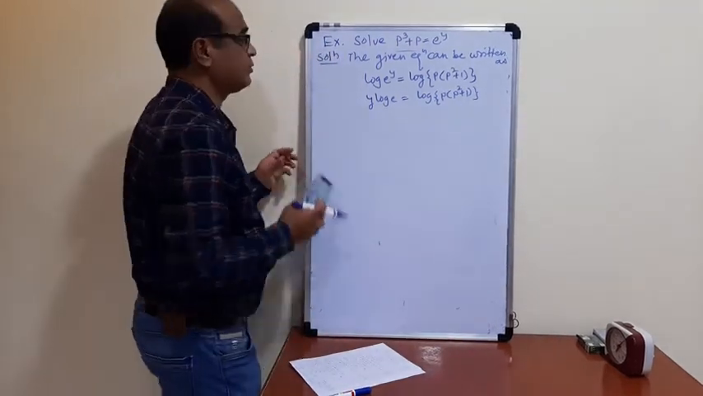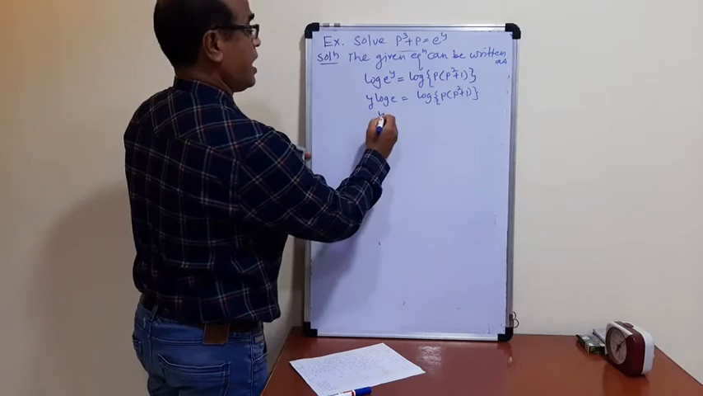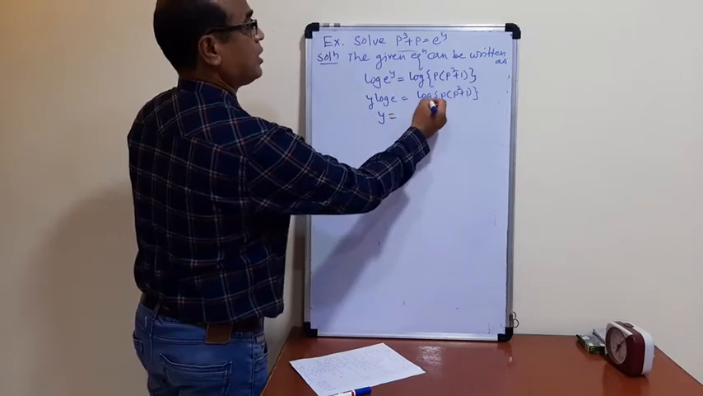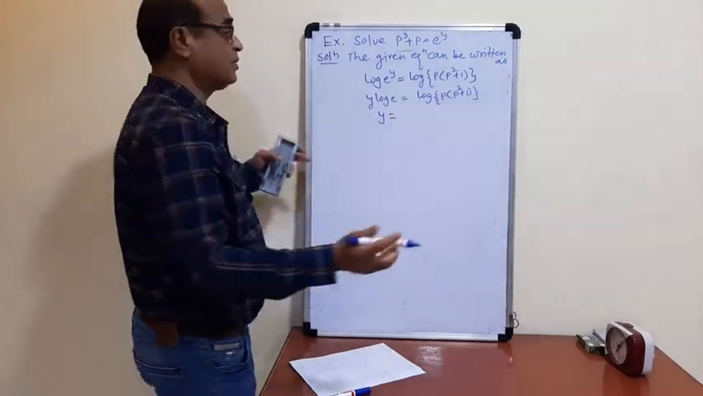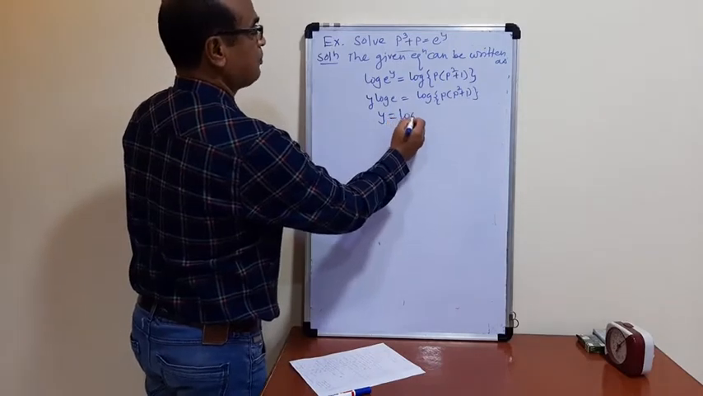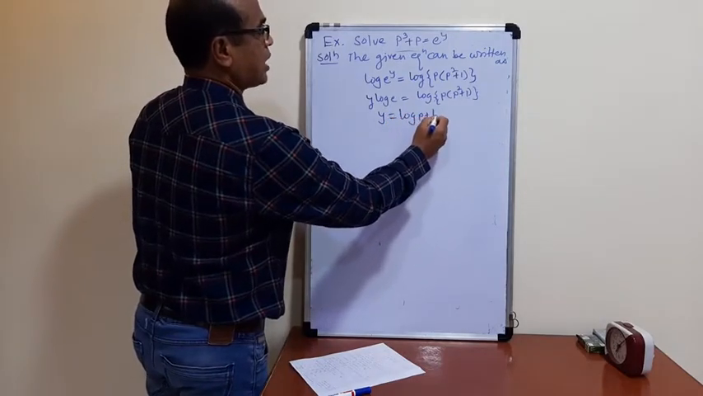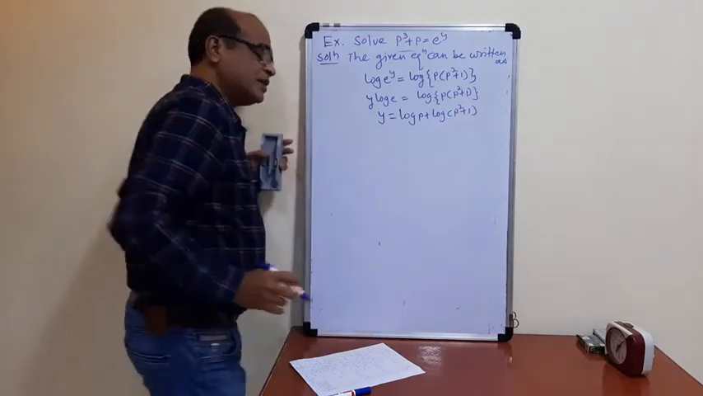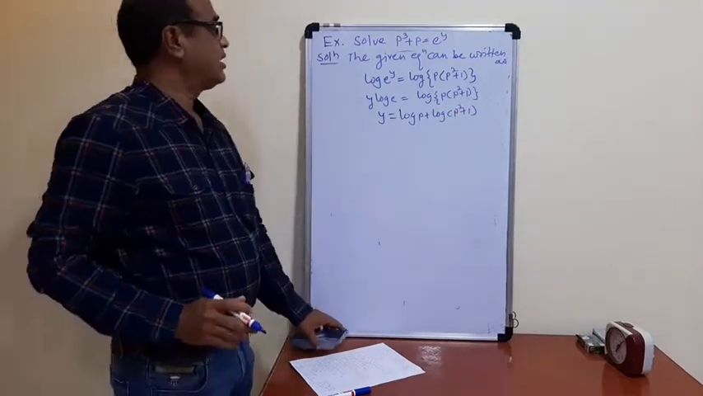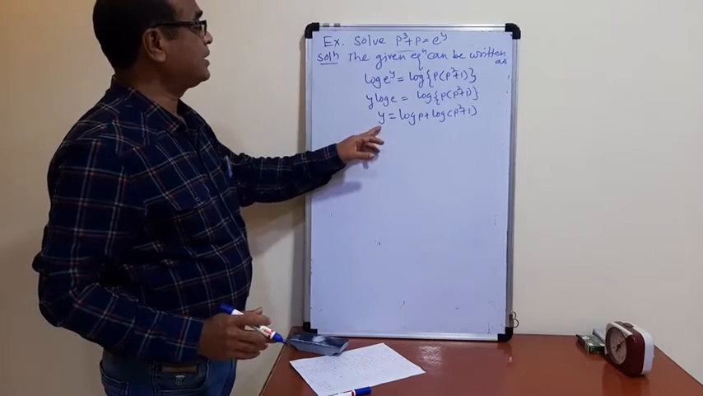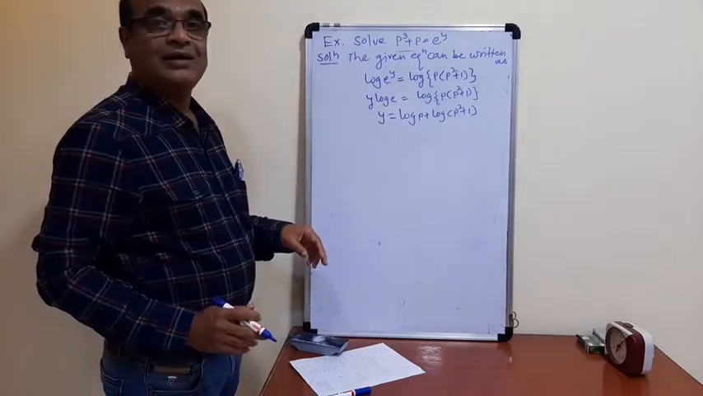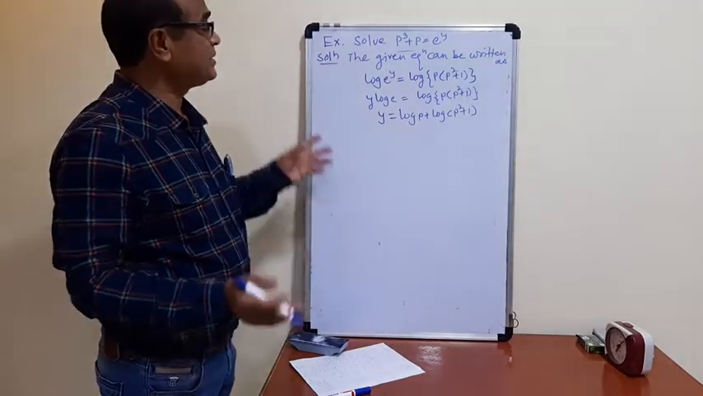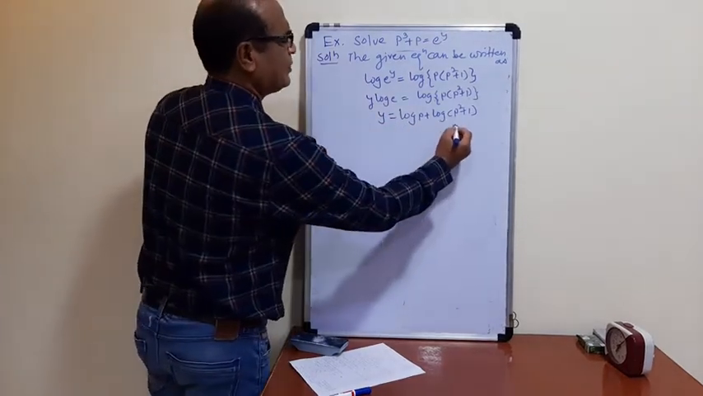Okay. Log e is 1. So therefore, log of ab is equal to log a plus log b. So this can be written as log p plus log of p square plus 1. So here we say that y occurs here explicitly.